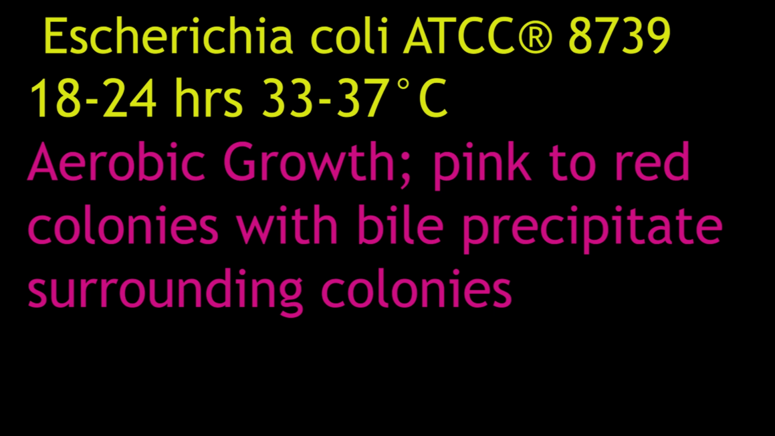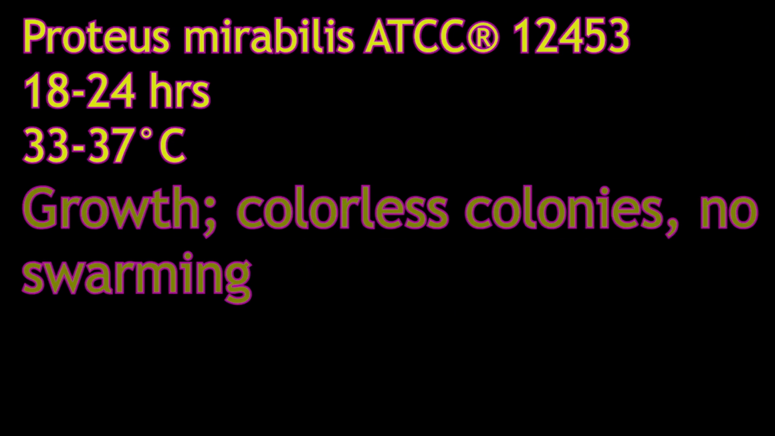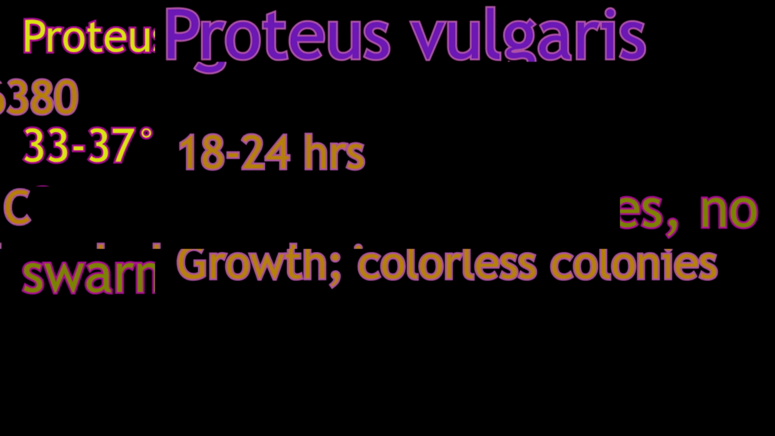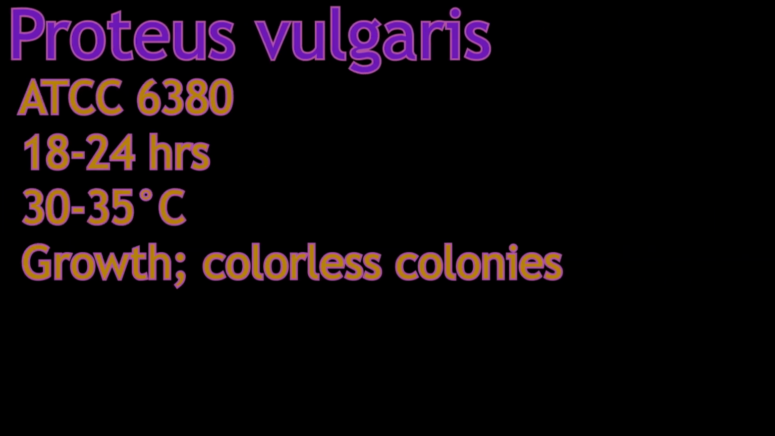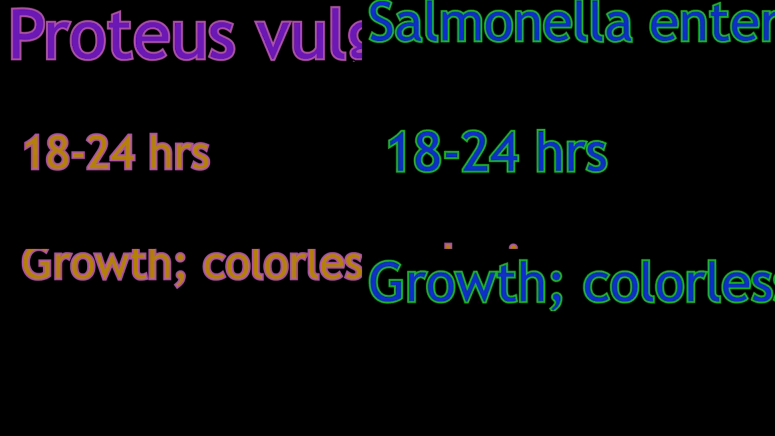Quality control on MacConkey agar. Escherichia coli should give pink colonies with growth when incubated at 33 to 37 degrees centigrade for 18 to 24 hours. Proteus mirabilis should give growth of colorless colonies with inhibition of swarming. Proteus vulgaris also gives growth of colorless colonies, but with partial or total inhibition of swarming.